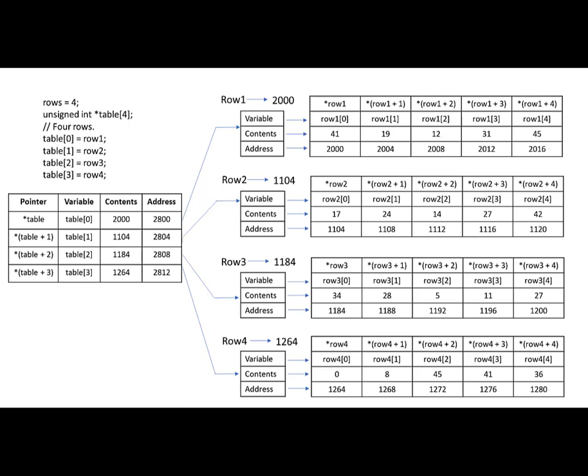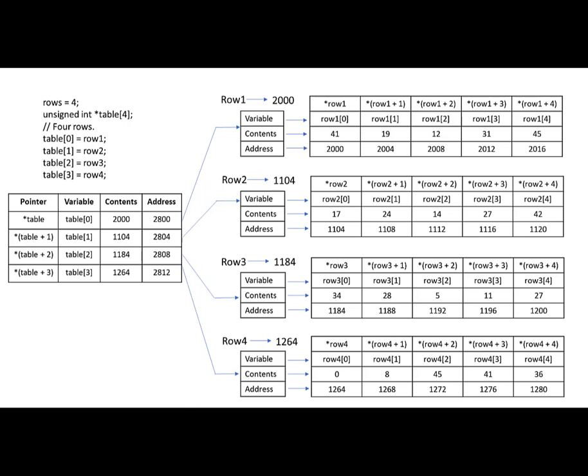So we had the rows as 4, and we did the unsigned integer pointer to table. Now the table is there, and it contains these addresses. We loaded up the table with the addresses, the pointers, row 1 through row 4. Directly below that, you'll see a table that represents the table variable, showing the pointer notation, the variable with bracket notation, and then the contents column.